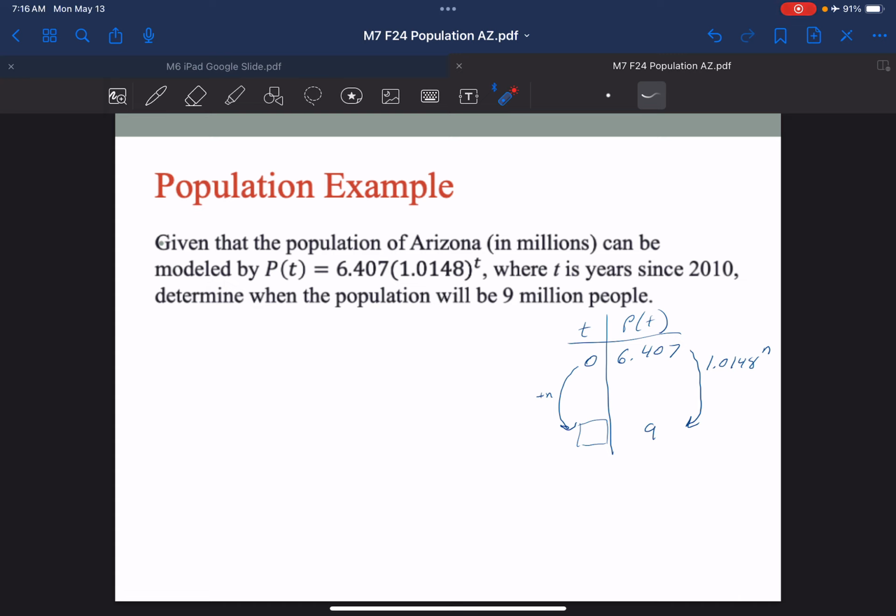Well, I do know that when I take 6.407 and multiply it by 1.0148 n times, I end up with 9. So I'm going to say then that 1.0148 to the nth power is equal to 9 over 6.407.